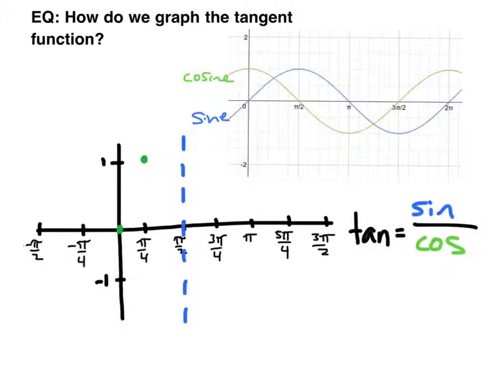Next, at 3 pi over 4, which is right in between these two, sine is square root of 2 over 2. Cosine is negative square root of 2 over 2. So dividing those two y values, we get negative 1. Okay. Here at pi, I look at sine over cosine. So sine is 0. Cosine is negative 1. 0 over negative 1 is 0.